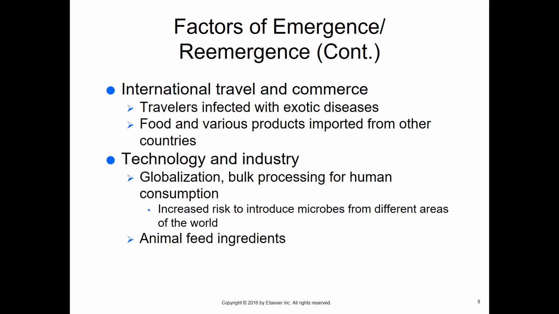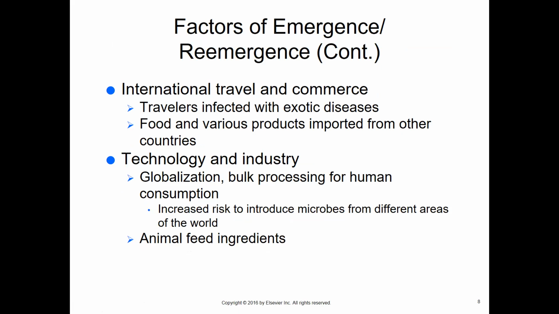Also, international travel. So we have people that travel all over the world. Some of them have diseases while they're traveling, and some of them may get diseases while they're traveling to these areas. Okay, so they get this exotic disease and then they travel with it. And sometimes that results in them bringing things back to the United States that wouldn't normally be here or to other areas.